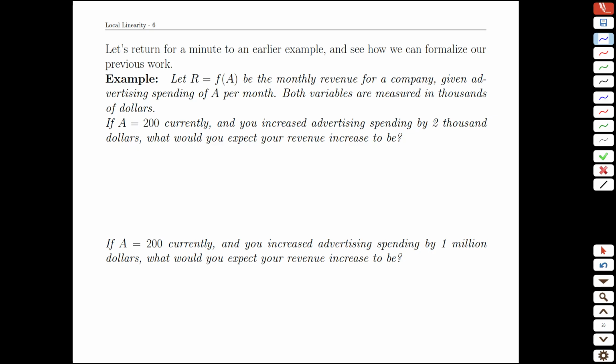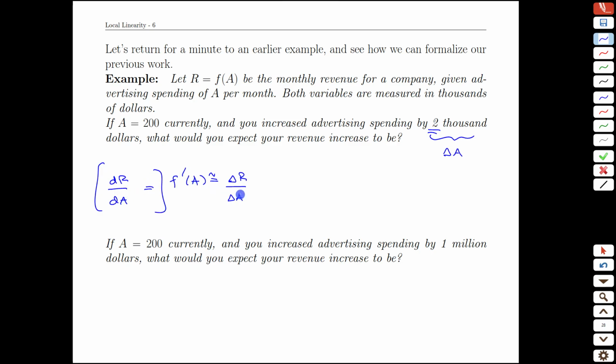With that, we can formalize the work in our earlier examples. We had our monthly revenue based on the amount of advertising. And if we had $200,000 as our current advertising budget and increase that by 2, well, that is a change in A. What we have is f prime of A is the change in revenue over the change in advertising. That's an approximation. It's exactly equal to the derivative.